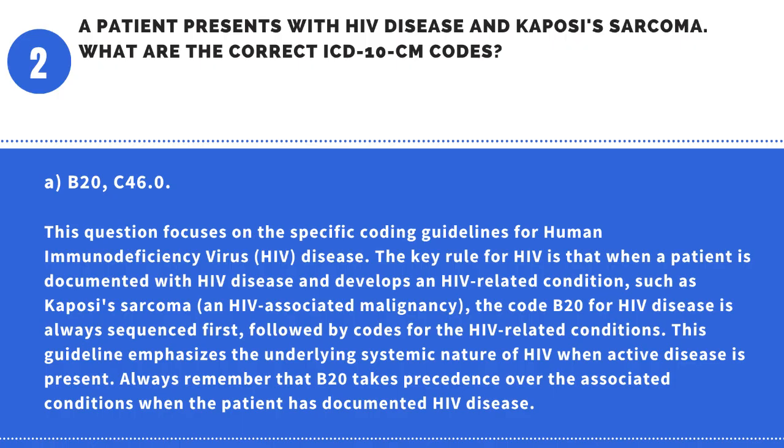The key rule for HIV is that when a patient is documented with HIV disease and develops an HIV-related condition, such as Kaposi's sarcoma, an HIV-associated malignancy, the code B20 for HIV disease is always sequenced first, followed by codes for the HIV-related conditions. This guideline emphasizes the underlying systemic nature of HIV when active disease is present. Always remember that B20 takes precedence over the associated conditions when the patient has documented HIV disease.